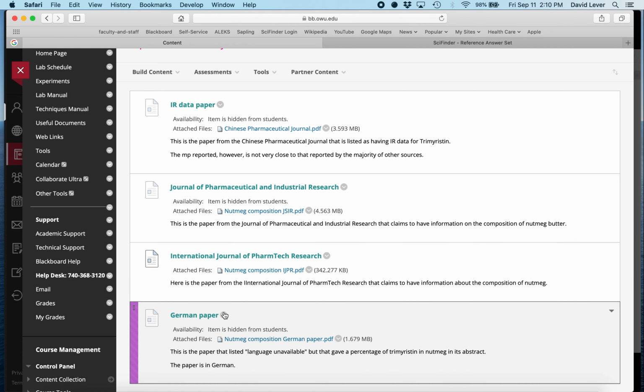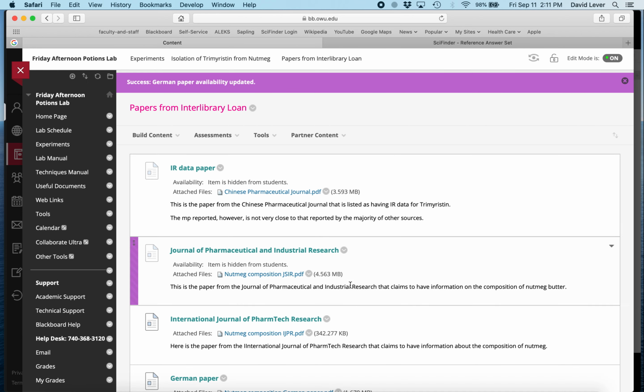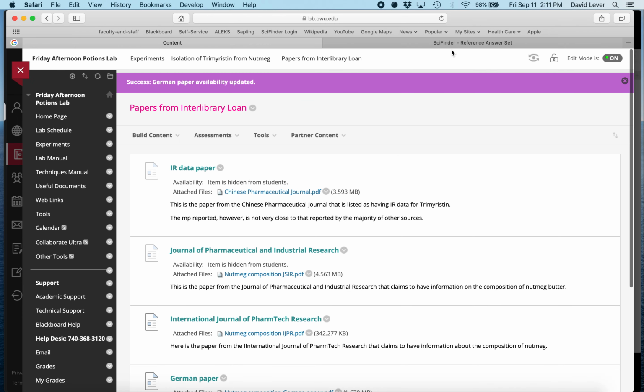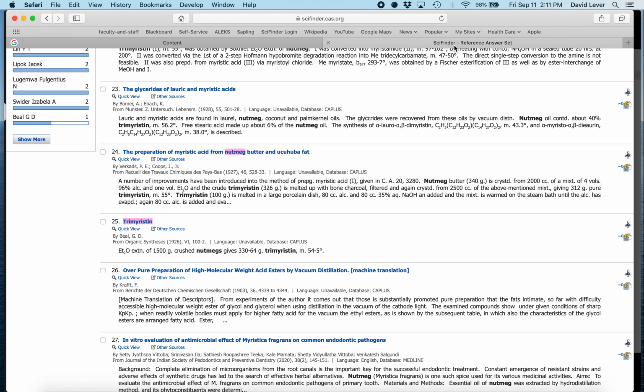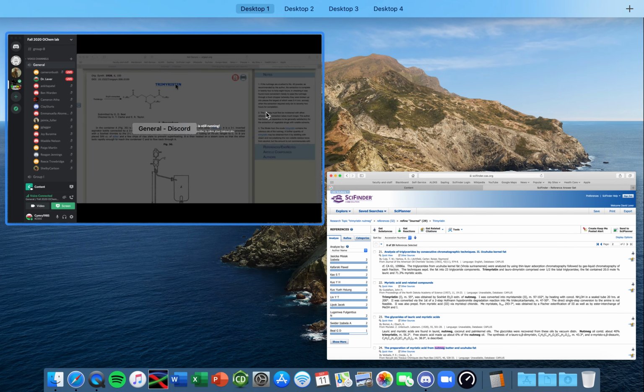So I went ahead and I interlibrary loaned that paper. It's available. You don't really necessarily need to read the paper, which might be difficult since it's in German, because that abstract actually gives the percentage right there as 40%, which was the upside total from the original article we were looking at, right? So that's also a useful article. Language is unavailable, but obviously the language is in fact German. So you might want to take a look at that paper.